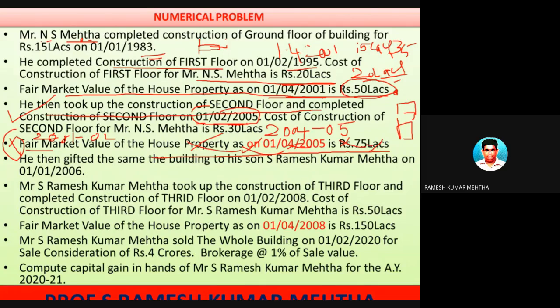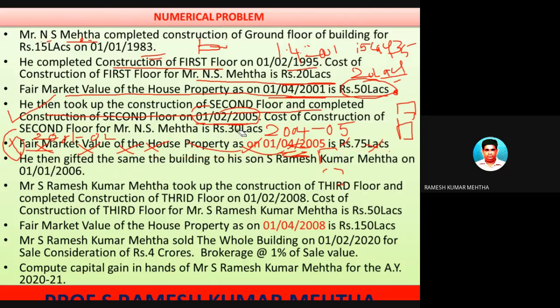There will be an attempt by the question setter, the person who is setting the question paper, to create confusion in your mind by giving this kind of information. So you should not succumb to these confusions. You just ignore fair market values of any dates except 1/4/2001. So this fifth point is also over. अभी क्या क्या आए? ग्राउंड फ्लोर आया, फर्स्ट फ्लोर आया, सेकंड फ्लोर आया.